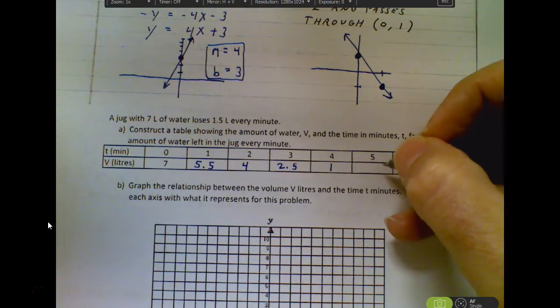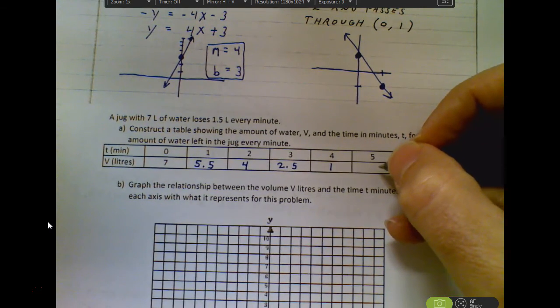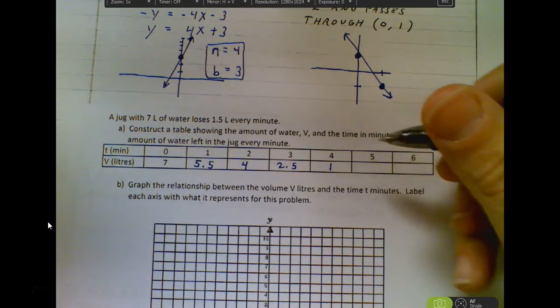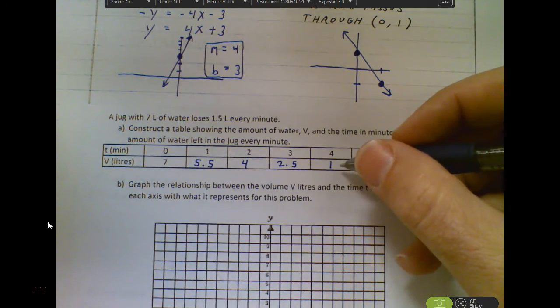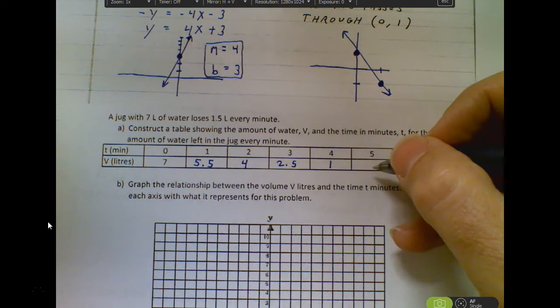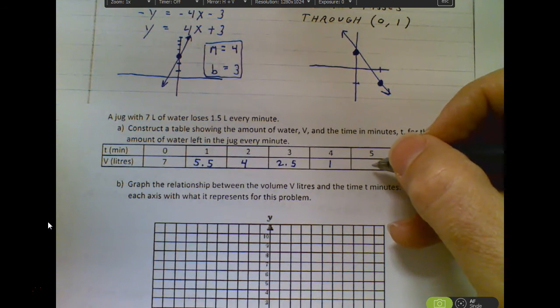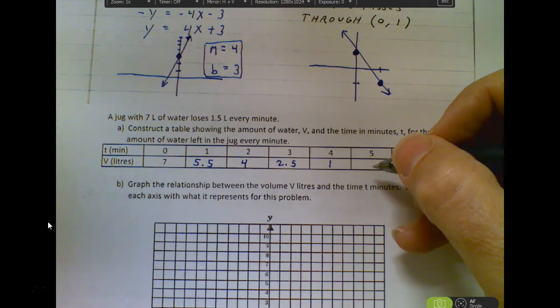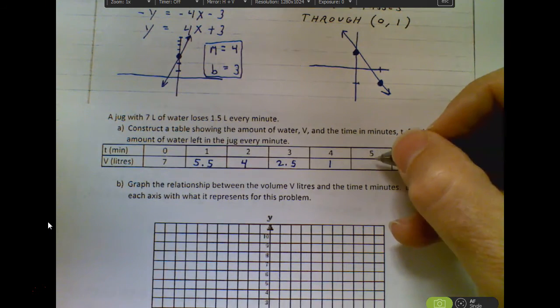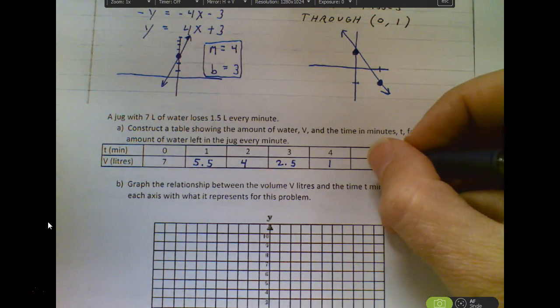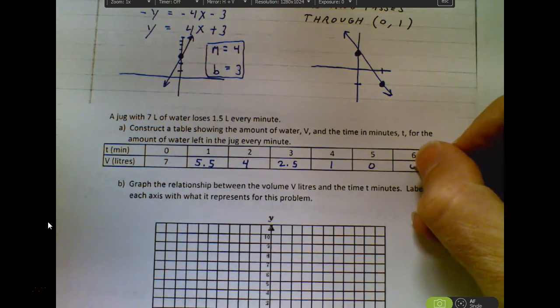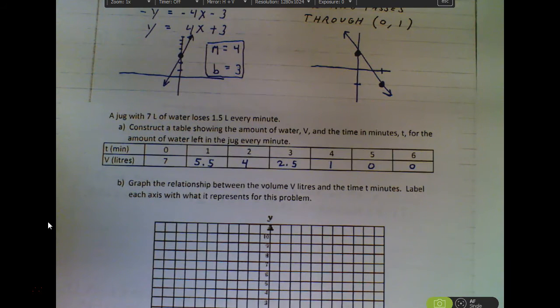And at this point, after 5 minutes, think logically about this problem. If I subtract 1.5 from this, I would be at negative 0.5. But consider logically, if this is talking about a jug of water, I can't have a negative amount in there. So after another minute has gone by, we're now just hitting 0 at this point, right? Because I can't carry into the negatives in terms of water in a jug.